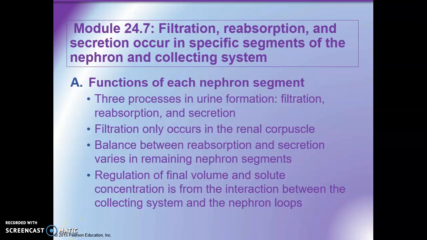Here's some more detail on the filtration, reabsorption, and secretion that occur in specific segments of the nephron and collecting system. Filtration only occurs in the renal corpuscle. There is a balance between reabsorption and secretion, and this varies in the remaining nephron segments. Regulation of the final volume and solute concentration is from the interaction between the collecting system and the nephron loops.